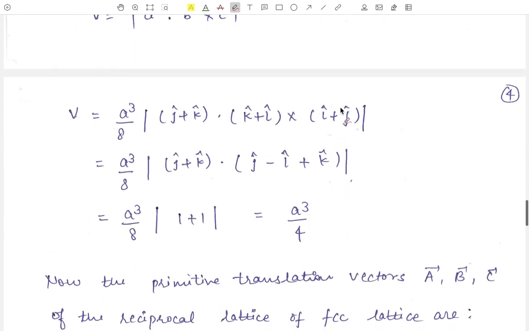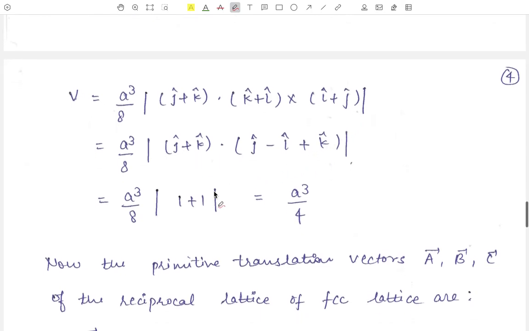Now, using this cross product and opening it, we get k cross i is equal to j, k cross j is equal to minus i, i cross i is 0, and i cross j is equal to k. Opening this dot product, we get j dot j is equal to 1 and k dot k is equal to 1. The rest of the dot products are 0.